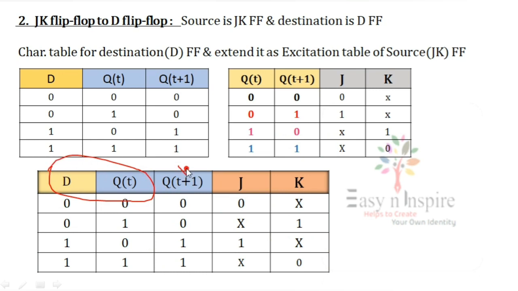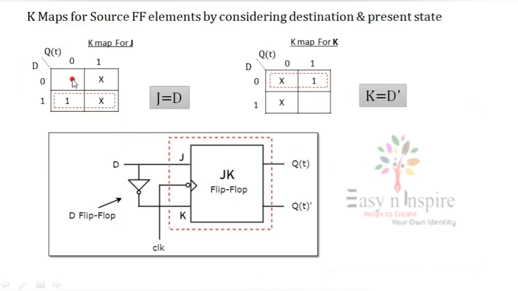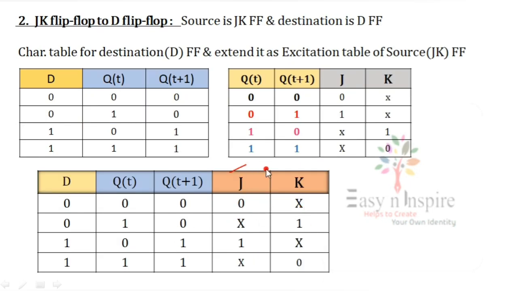Don't consider Q of t plus 1. Again, I'm explaining here. Listen. Don't consider next state, only present state and D. So see here, x, 1, x, 0, 1, 1, 0, 1, 1. See here, 0, 1, 1, 0, 1, 1, 0, 1, 1, 0, 1, 1. So I have drawn all these values, and this is the K map for J, K map for K. So draw K maps from this table for J and K.